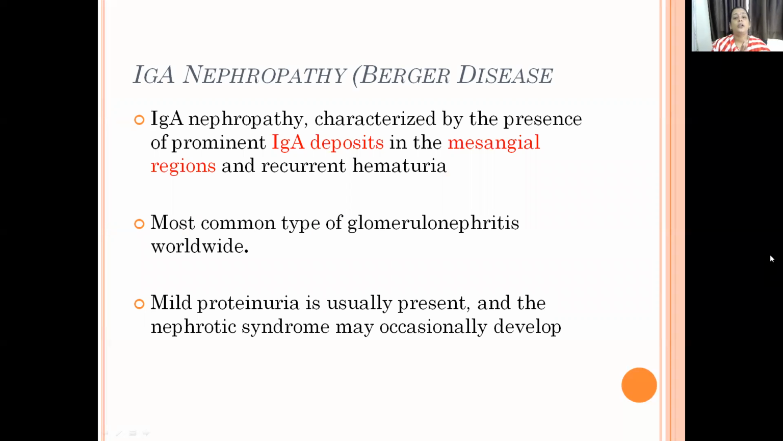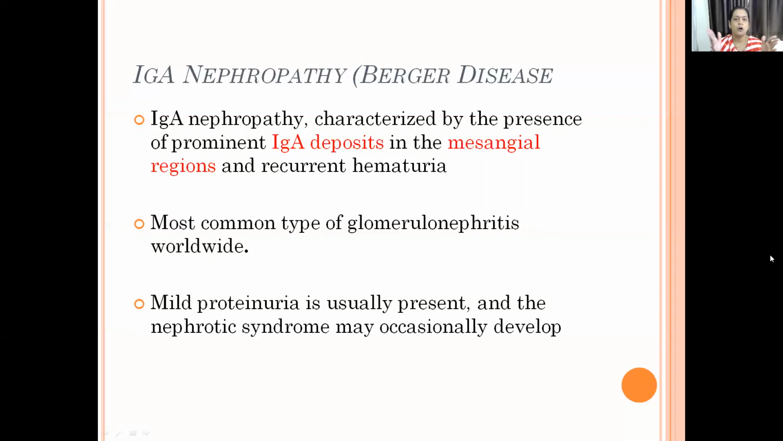Now we'll go into the systemic disorders which are causing nephrotic syndrome. The first one is IgA nephropathy, which is also called Berger disease. As the term IgA suggests, immunoglobulin A is getting deposited in the mesangial regions, and the most important clinical feature is the presence of recurrent hematuria.